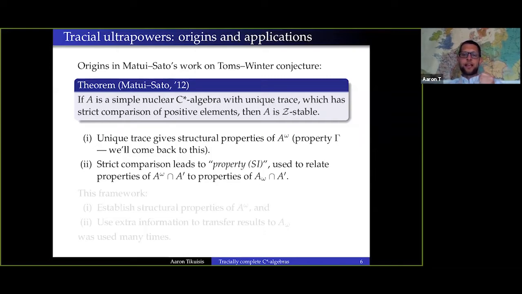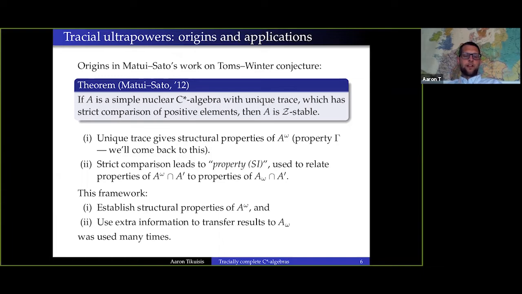But with this they set a framework to prove things about C-star algebras, which is as follows. Two steps. First, you establish structural properties of the tracial ultrapower, A upper omega. And in the case where you have unique trace, this happens kind of for free. For other cases, there were more sophisticated things that came later.